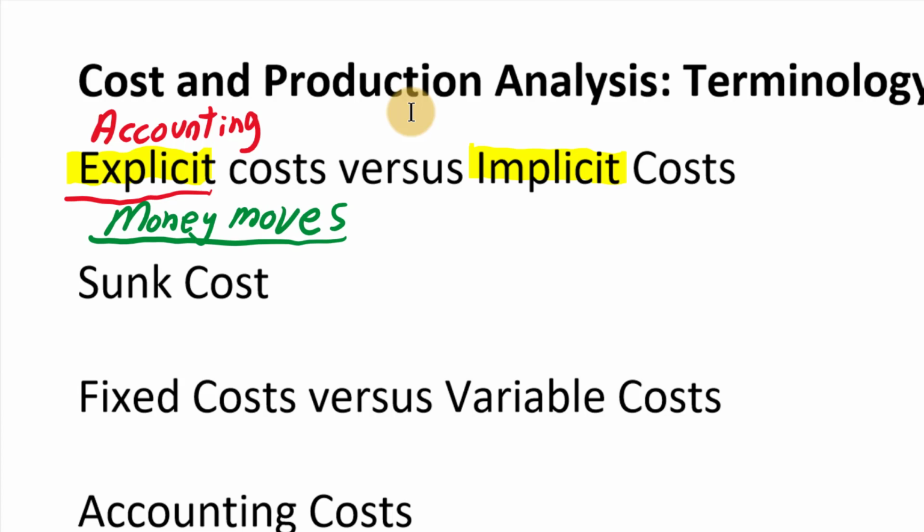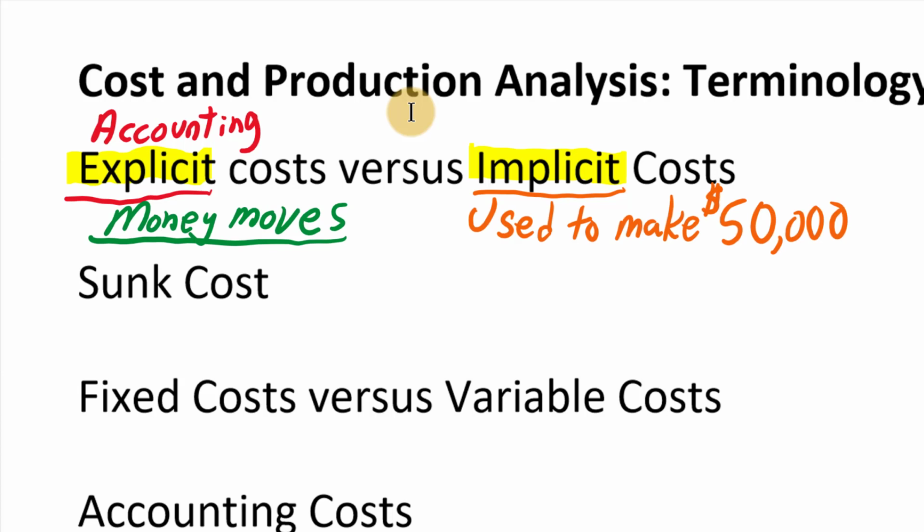The classic example of an implicit cost would be you're an entrepreneur and you quit your job to start a business. How much money did you used to make before you quit your job and started this business? Well, if you used to make $50,000 a year, but you no longer make $50,000 a year, and you had to quit your job in order to start this business. Question number one, is that really a cost that you incurred to do business? Yes, it is. You really gave up that $50,000.